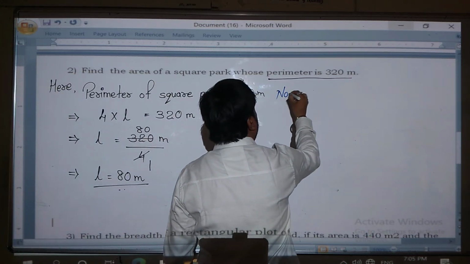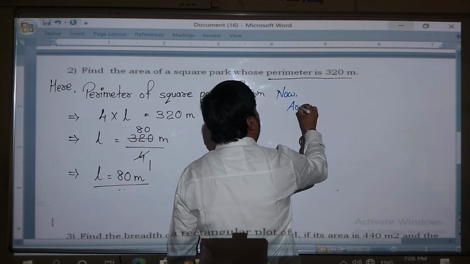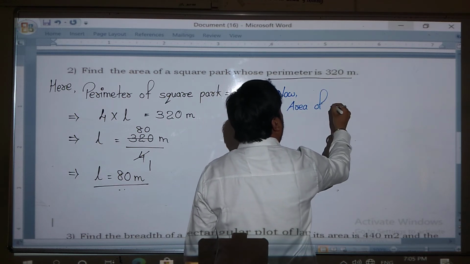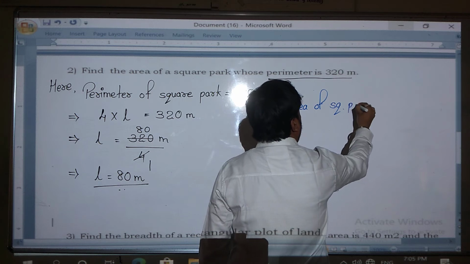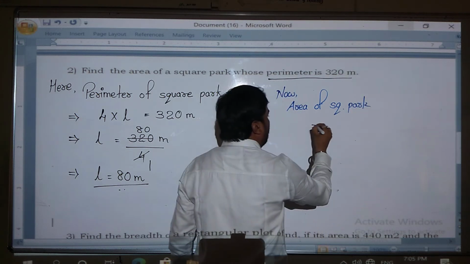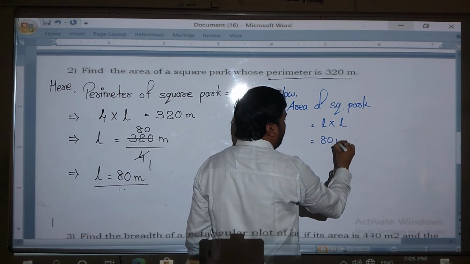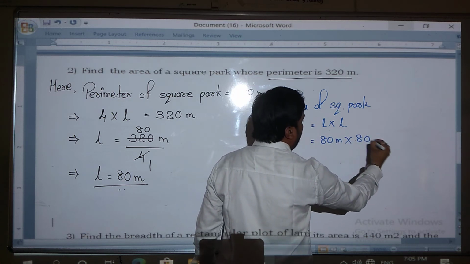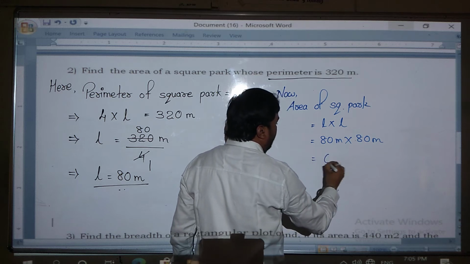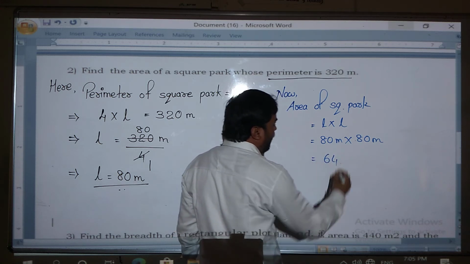So now area of square park, that is L multiplied by L. What is L? 80 meter multiplied by 80 meter. 8 8s are 64. And how many 0s?